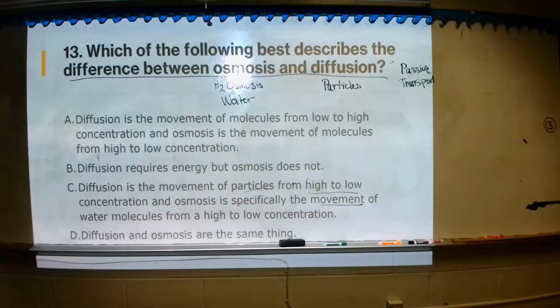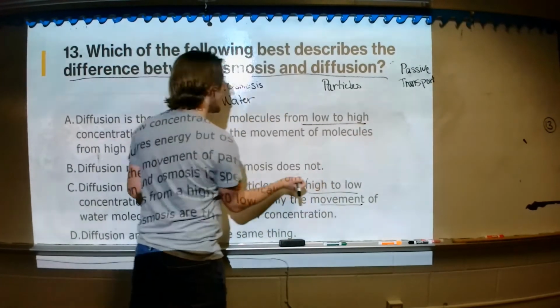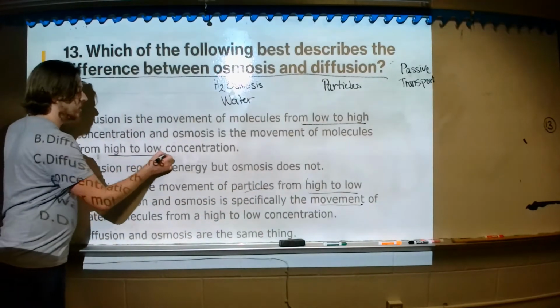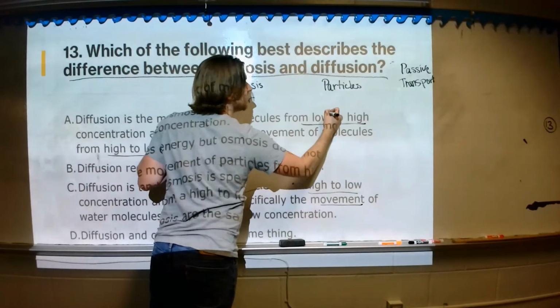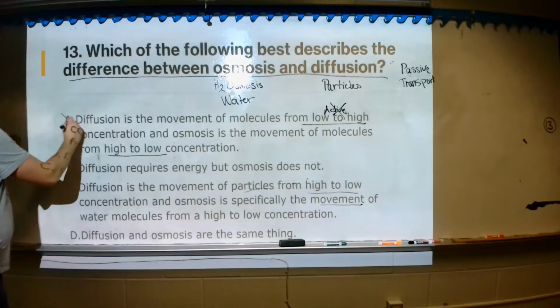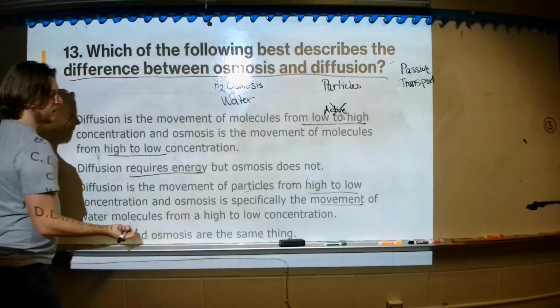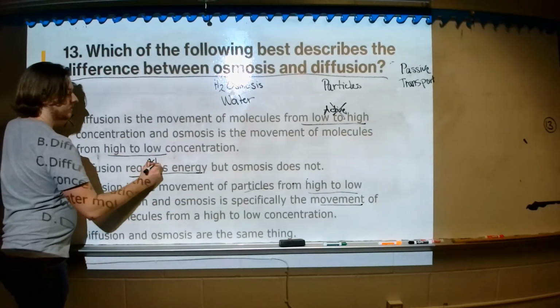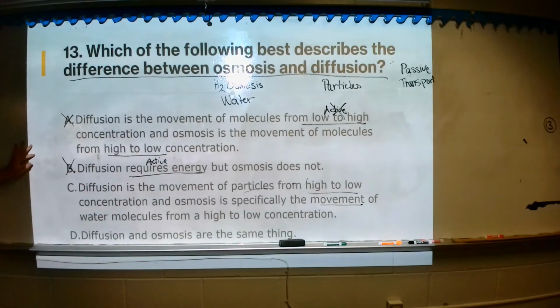So, let's read through. A says diffusion is the movement of molecules from low to high concentration, and osmosis is the movement of molecules from high to low. So this is saying that diffusion is from low to high, while osmosis is high to low. Well, as we already said, both are passive transport. This describes active transport, so I can go ahead and get rid of this. B says diffusion requires energy, but osmosis does not. Again, this describes active transport, but they are both passive, so this is not going to be the answer either.